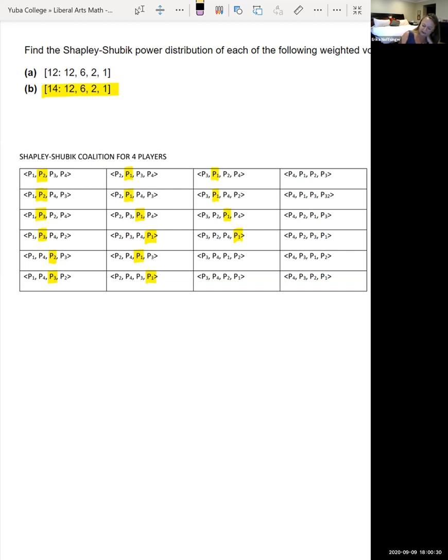So basically if player 1 is ever at the end, they need that player 1. So let's just highlight them. Okay.